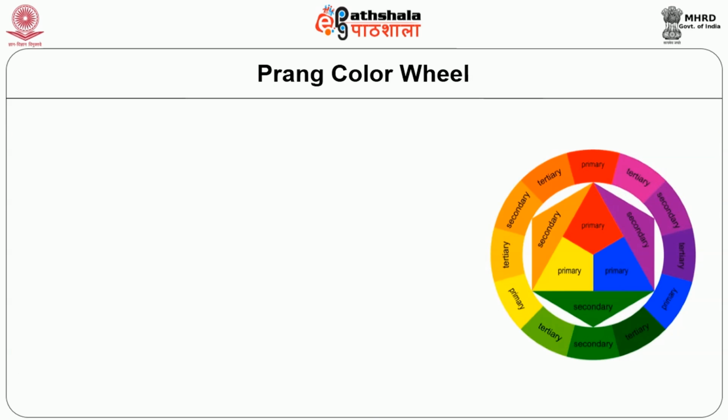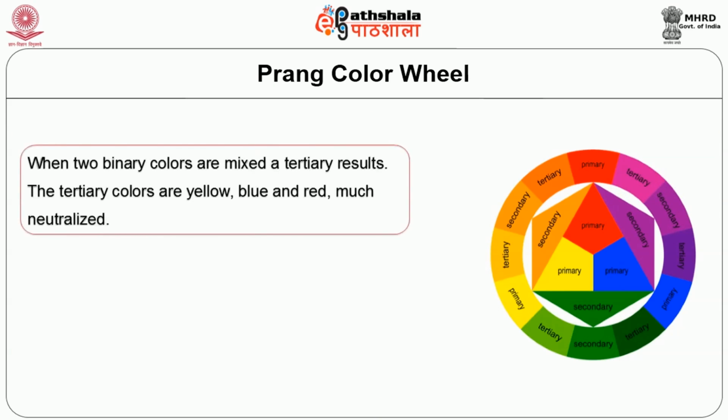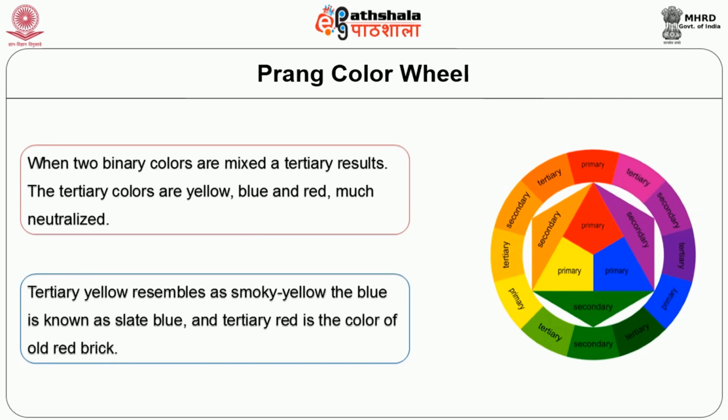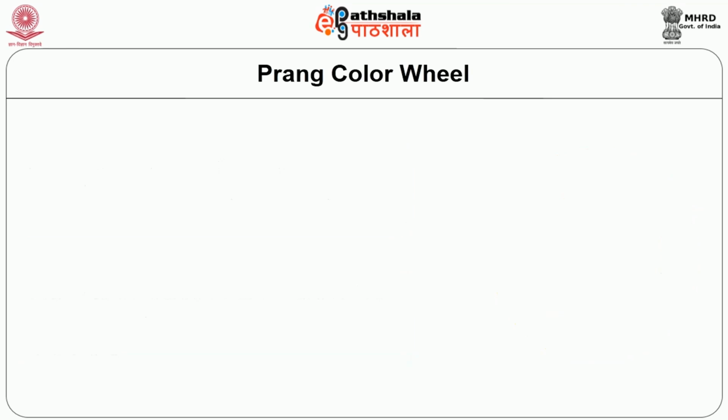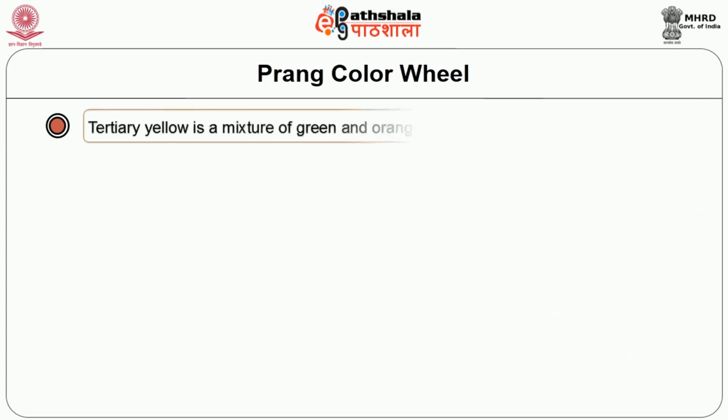This is the Prang color wheel. When 2 binary colors are mixed, a tertiary results. The tertiary colors are yellow, blue and red, much neutralized. Tertiary yellow resembles a smoky yellow, the blue is known as a slate blue and tertiary red is called the color of old red brick. The following analysis illustrates how tertiaries are obtained. Tertiary yellow is a mixture of green and orange.